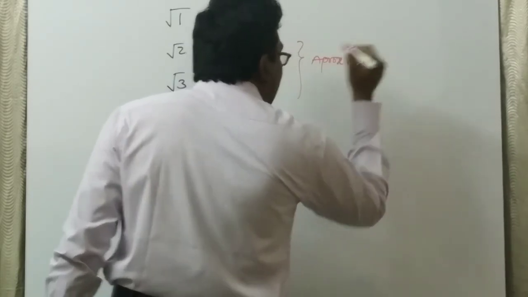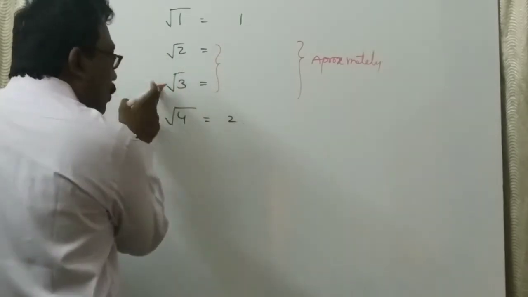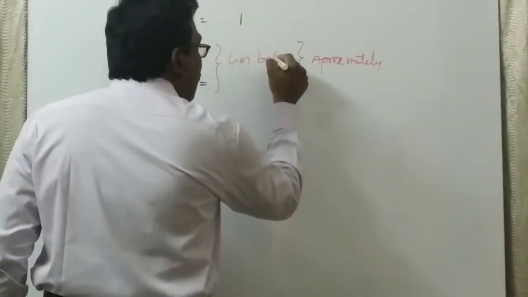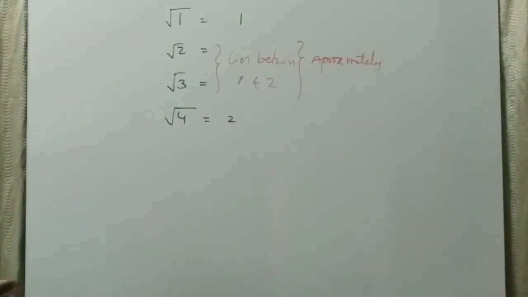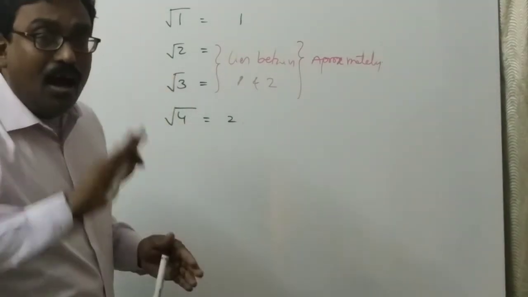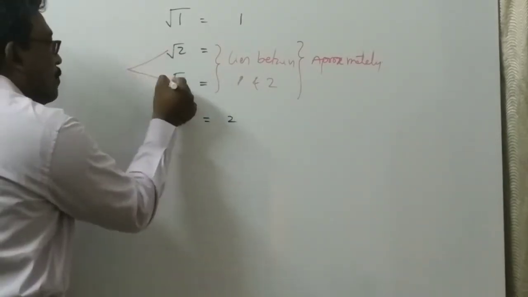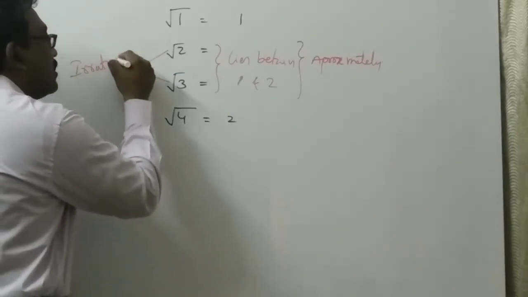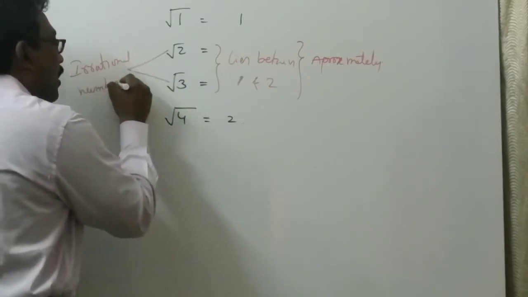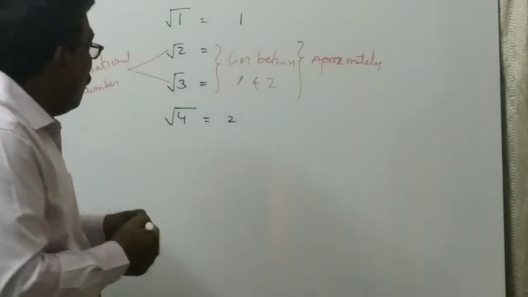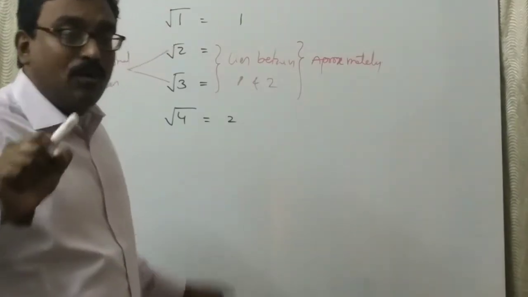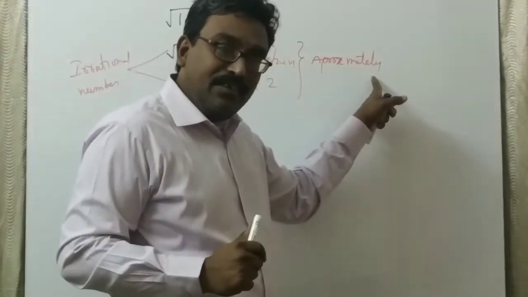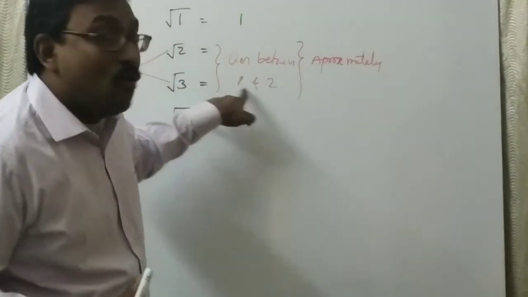Okay, approximately. That means the square root of root 2 and root 3 lies between 1 and 2. Okay, root 2 and root 3 are not perfect squares. So, these type of numbers are called irrational numbers. So, root 2 and root 3 are irrational numbers. We cannot find out the actual square root of it. We can find out approximately value of it, and the value lies between 1 and 2.